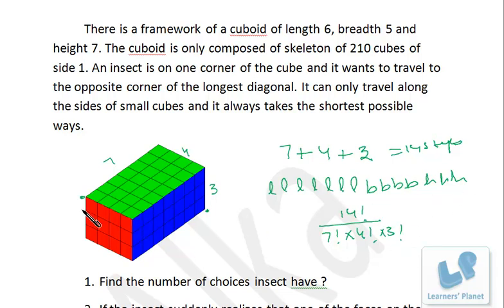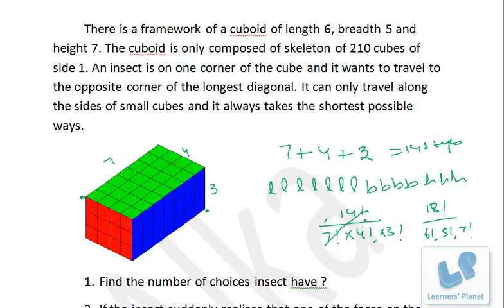So in all, from this position to this position, if we have to see the shortest possible path, how many ways will there be? 14 factorial by 7 factorial, 4 factorial, 3 factorial, this one, right? The same funda we have to apply here. The dimensions are different, otherwise the logic is the same. Here in this case, 6 plus 5, 11 and 7, 18 factorial divided by 6 factorial, 5 factorial and 7 factorial. Okay.